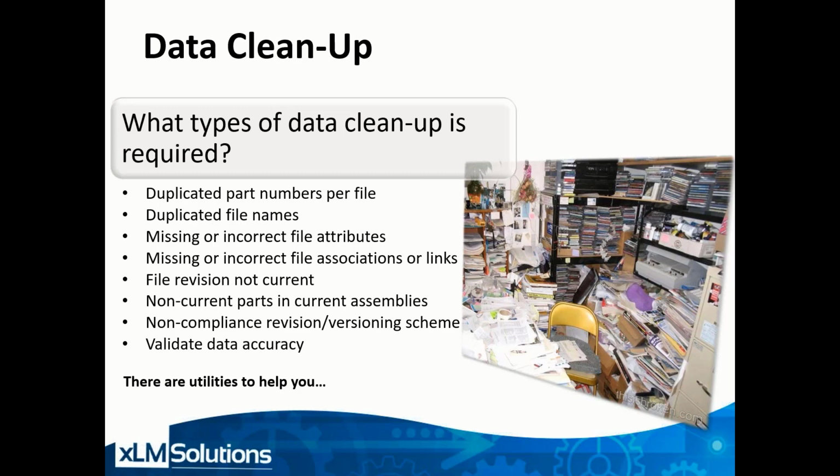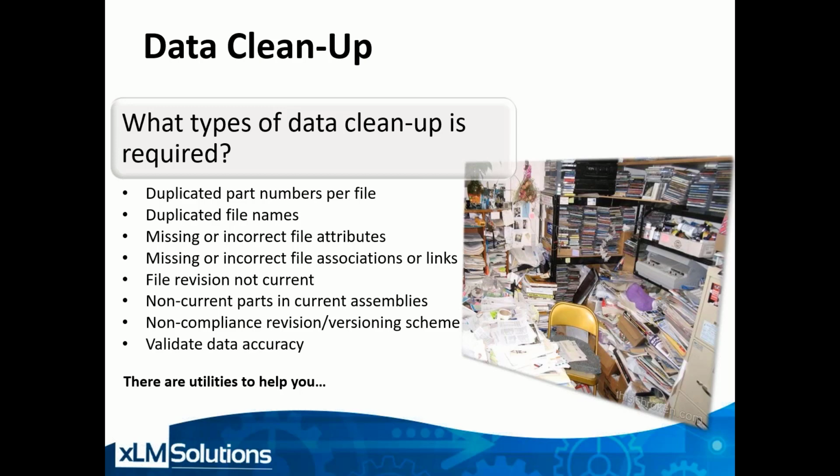Missing or incorrect file attributes. I'd say the key attributes usually are part number, revision, and description. Does every piece of data that we're going to load have a part number, revision, and description, or are we missing key attributes that need to be filled in or set up in the system? Missing or incorrect file associations or links. Especially when dealing with CAD data, are all the relationships between the CAD files correct and valid? Do you have assemblies that can't find their children components, or drawings that can't find their model files?